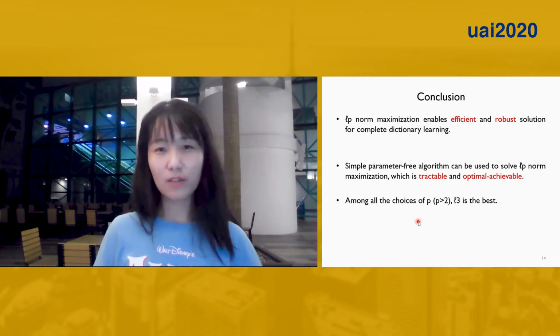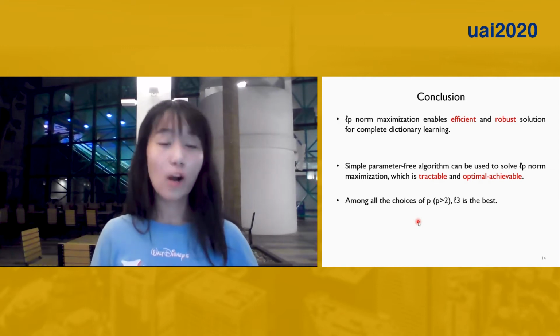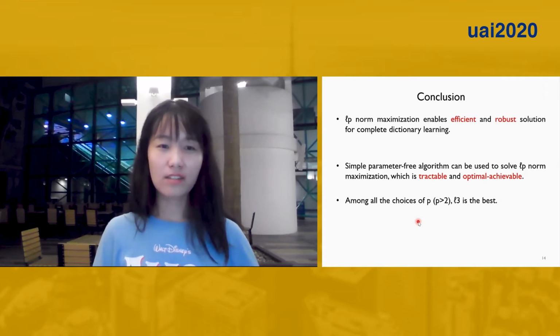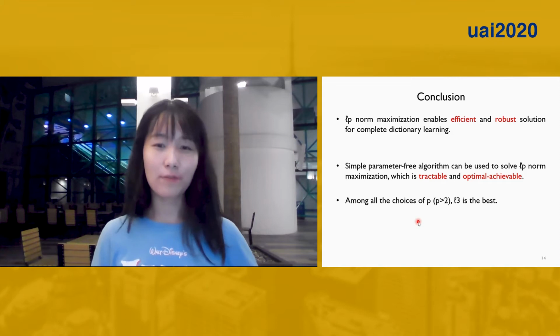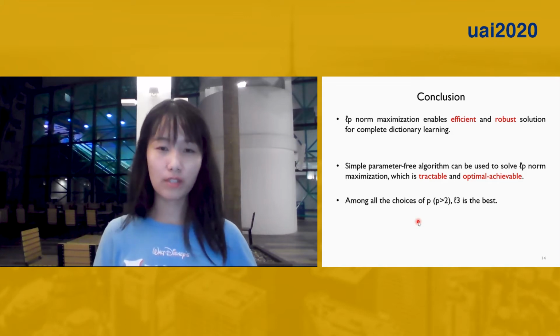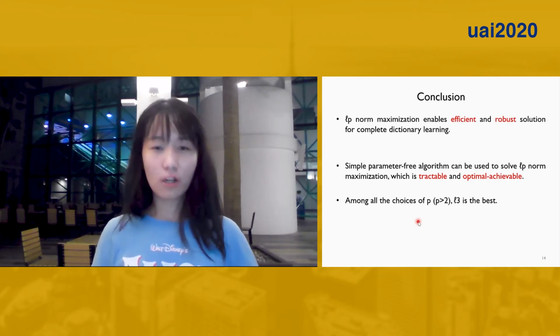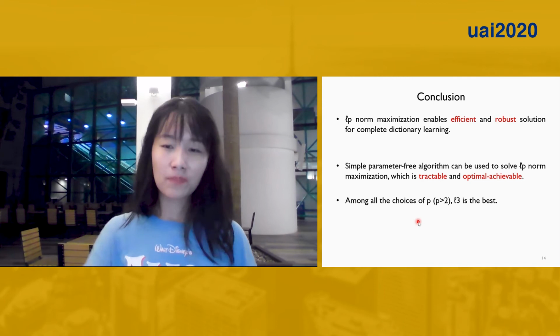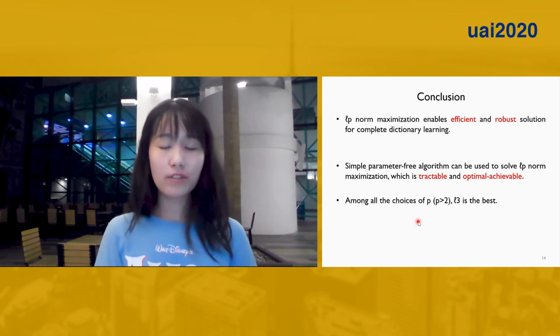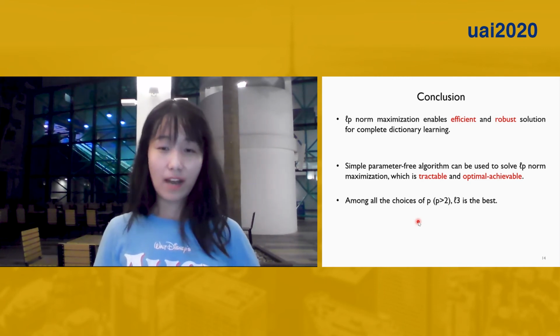Therefore, here I want to conclude our work that Lp norm maximization enables efficient and robust solution for complete dictionary learning. And there is a very simple parameter-free algorithm that can be used to solve this Lp norm maximization, which is tractable and optimally achievable. We also proved the convergence result in the paper. Finally, among all the choices of p, we thought that L3 is the best.